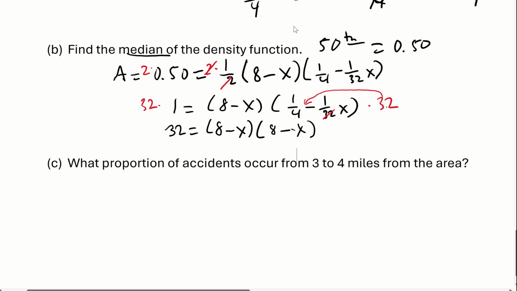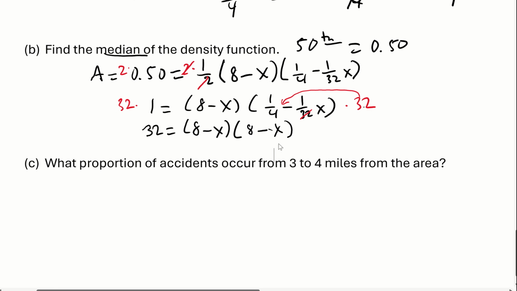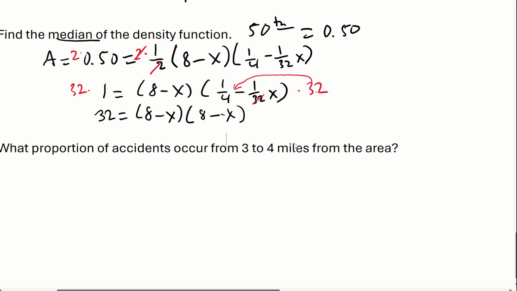Oh, look at that. We actually got 8 minus x times 8 minus x. That's interesting because it's the same thing. 8 minus x times 8 minus x is 32. So we can simplify and say that 32 is equal to 8 minus x to the second power.